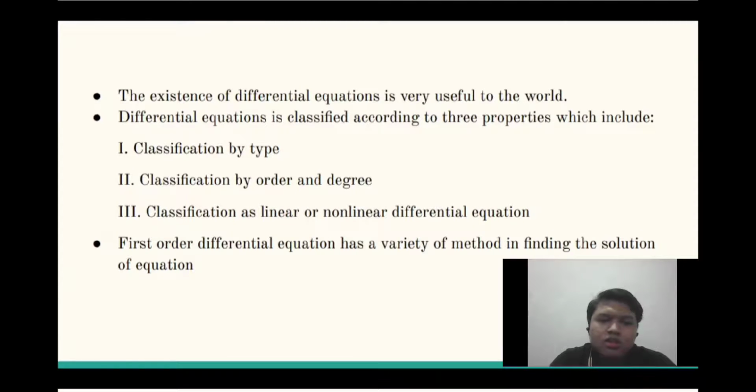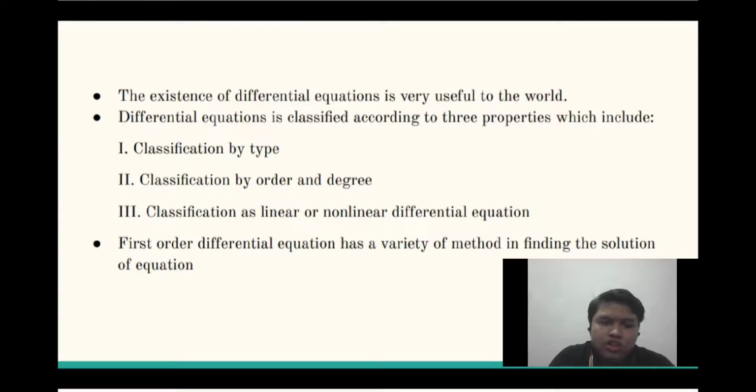The existence of differential equations is very useful to the world, like in the mathematical modeling of physical systems. Laws of physics and chemistry can be formulated as differential equations. Differential equations are classified according to three properties: classification by type, classification by order and degree, and classification as linear or non-linear differential equations.